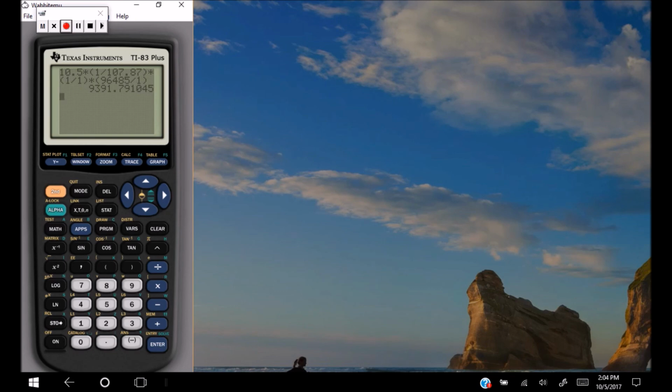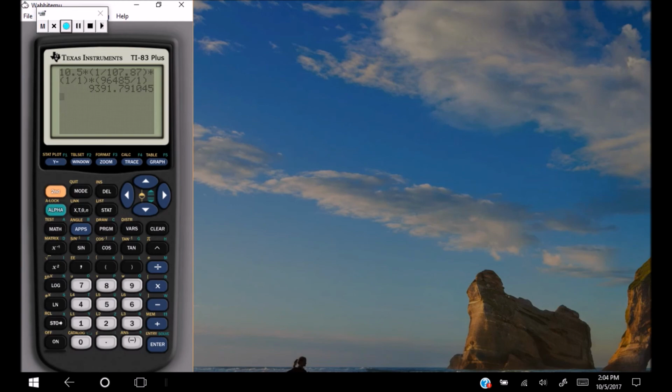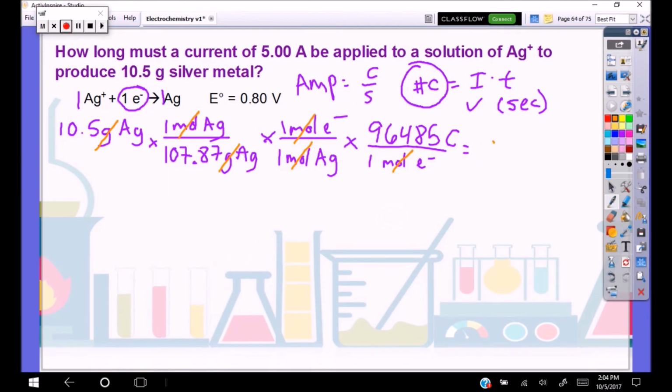9,391.79 coulombs. I'm not going to round yet because I want to save my sig figs for the end, so we're not going to really round that. Really we'll just truncate. I'll truncate at 7.9. So we'll go back here, we get 9,391.79 coulombs. Let's go back to purple. I didn't round, I just truncated. This is what we are going to plug into our equation, the C equals IT. All right, that part's fairly easy.